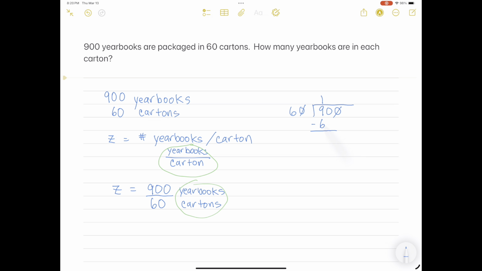So 6 goes into 9 one time. 6 times 1 equals 6. I subtract, I get 3, bring down the 0. 6 goes into 30 5 times, so I end up with 15 as a quotient. So the answer is 15 yearbooks per carton. And I box my answer.